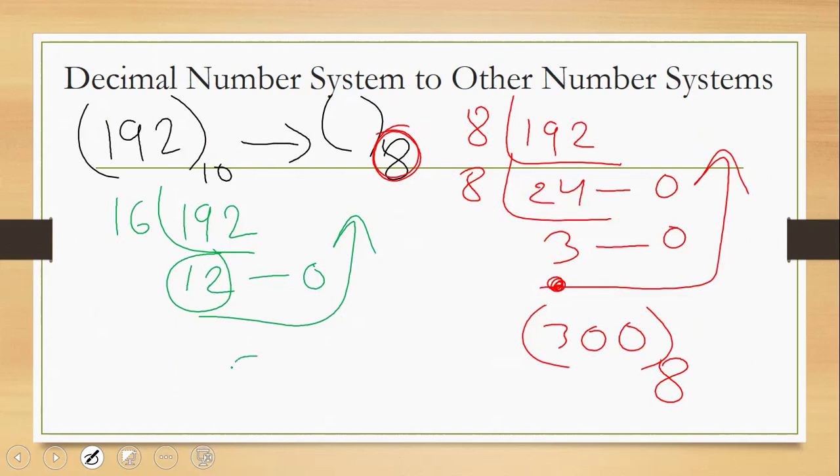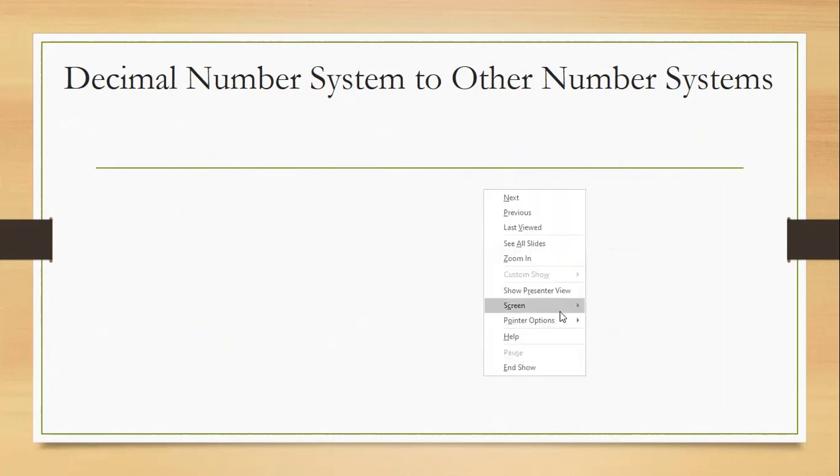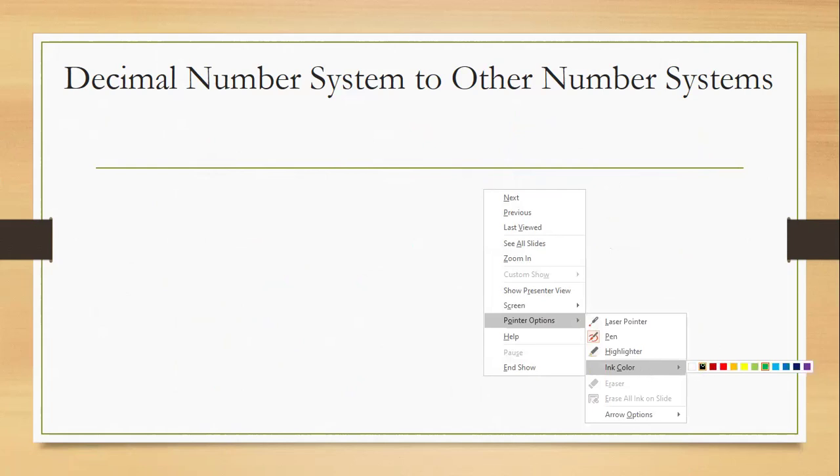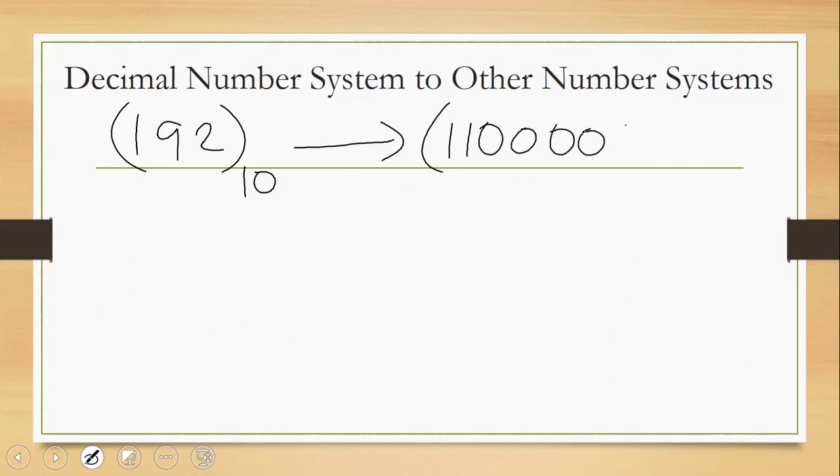This is how we convert a decimal number system to the other number systems. Finally, I will write the answers one more time here. Now, I would have 1 1 0 0 0 0 0 0.